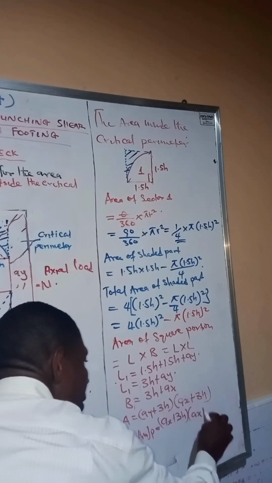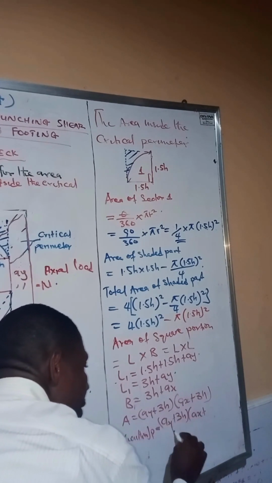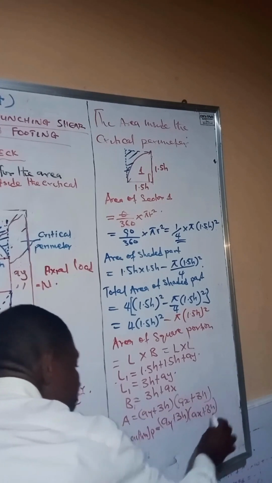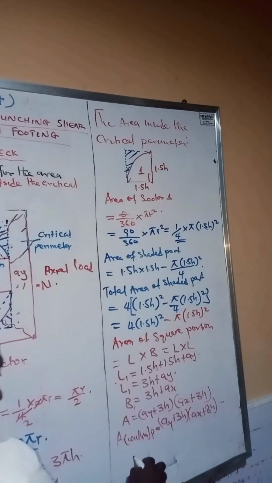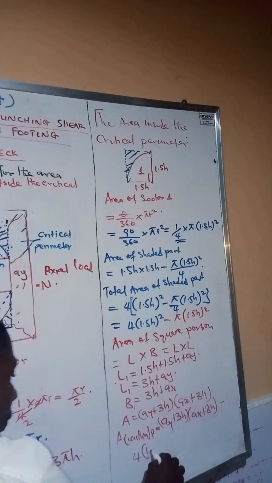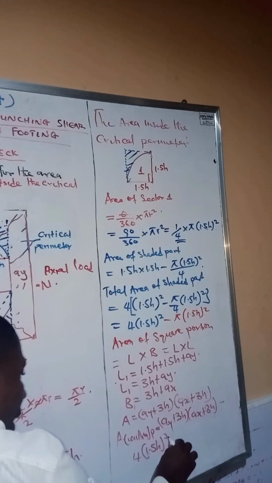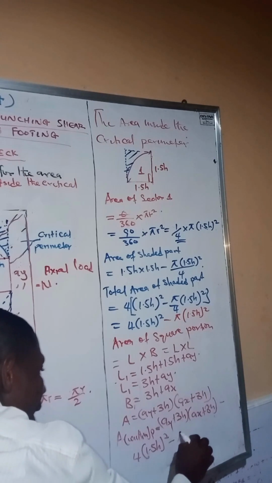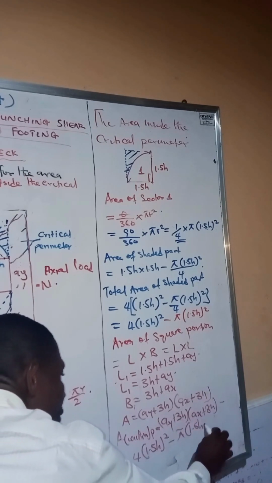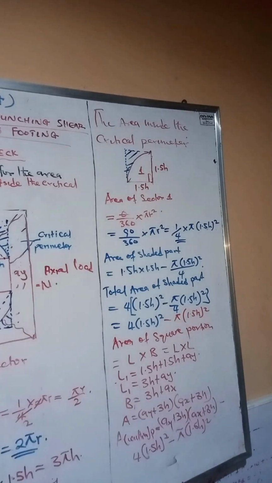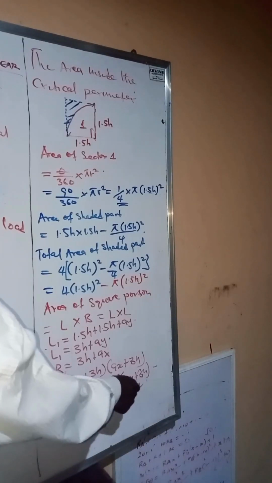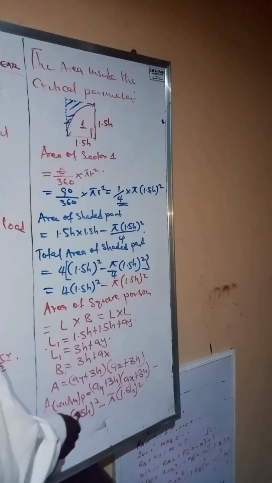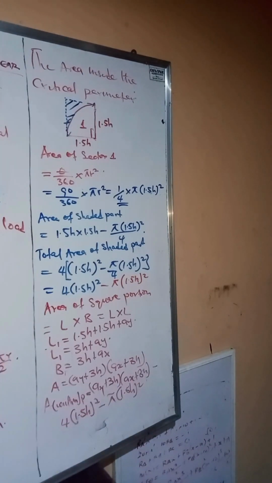bracket AY plus 3h, AS plus 3h, have this minus, we'll have the whole of this 4 bracket 1.5h square minus pi 1.5h square. So that gives us the area inside the critical perimeter. So that area becomes AS plus 3h bracket AS plus 3h minus 4 bracket 1.5h square minus pi 1.5h square.